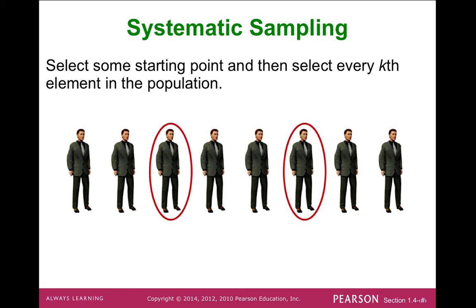So let's talk about some different ways of doing sampling. All right, so the first way I'd like to discuss is systematic sampling. Ooh, that's a tongue twister. For systematic sampling, you're going to select some starting point and then select every kth element in the population. So what that means in English is that you're going to select some starting point, and then every 10th person, 100th person, 1000th person, you're going to ask the question again. So a good example of this is if you go through the Chick-fil-A drive-thru.